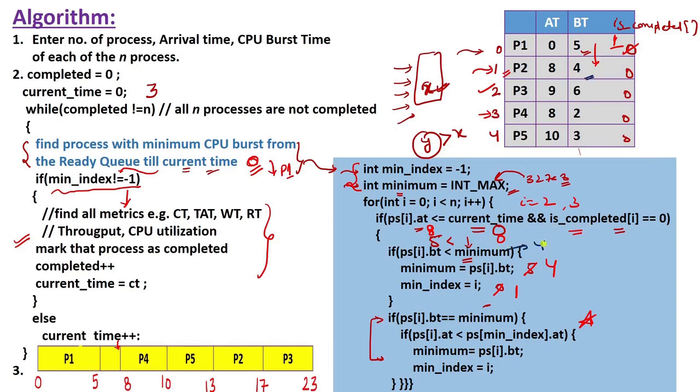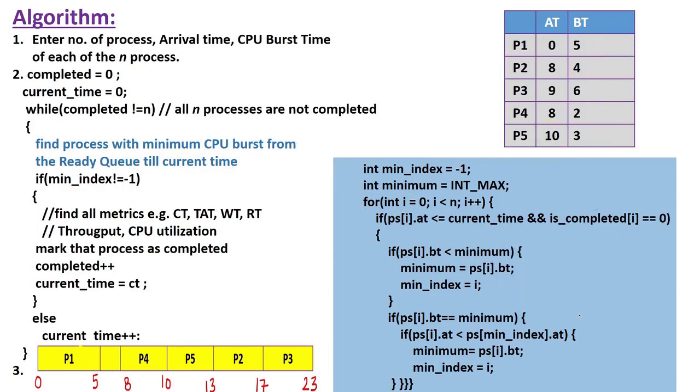Now minimum is 4, and the ith process burst time is 2. So 2 is less than 4, yes, so I will update this minimum. See, minimum is updated with 2, previously it was 4, and its index is 3. Again this condition will not run. For i equal to 4, its arrival time is 10, and 10 is less than 8? It will not run. So after this for loop gets over, I will have the minimum as 2 and min index will be 3. That means P4 is selected, so this code is running for that case also.